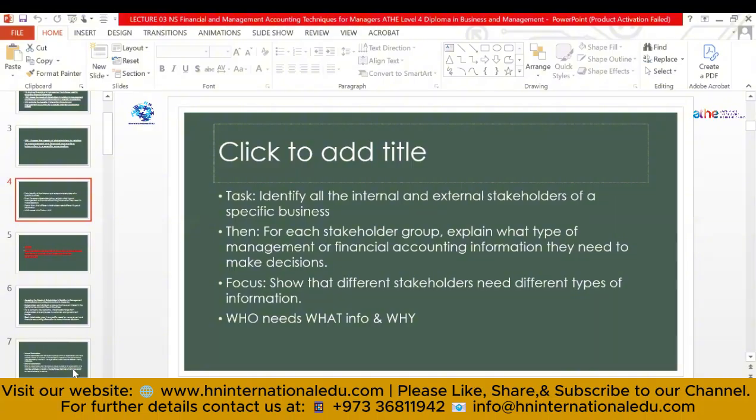Got it? This is what actually is the breakdown of the assessment criteria, 1M1. It focuses on what? Show that different stakeholders need different types of information. It says who needs what information and why. This is the whole summary of the question asked.